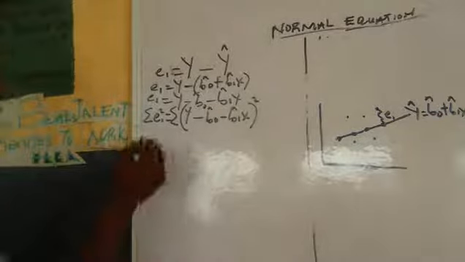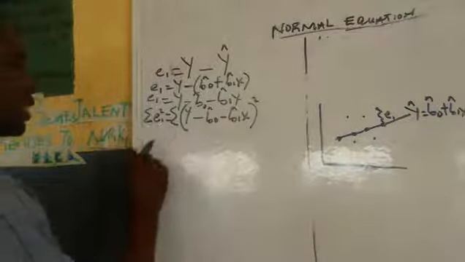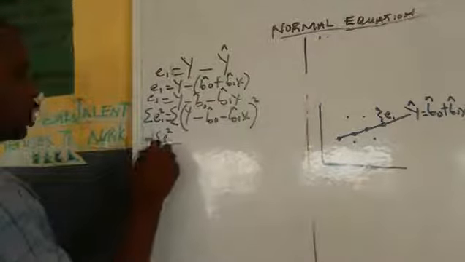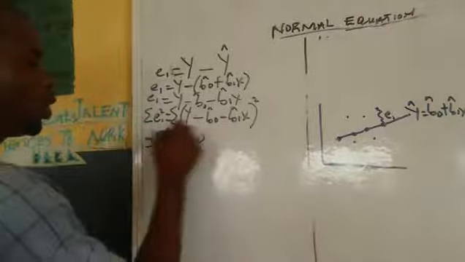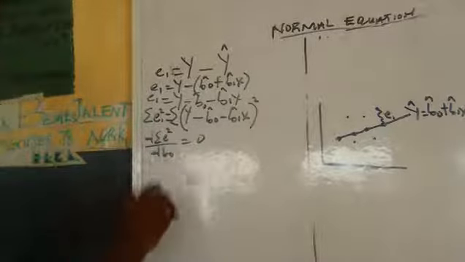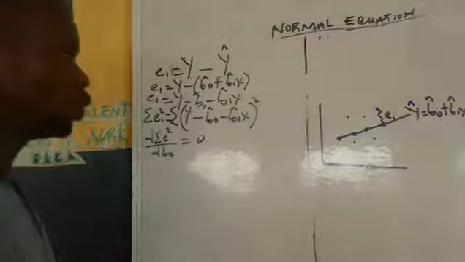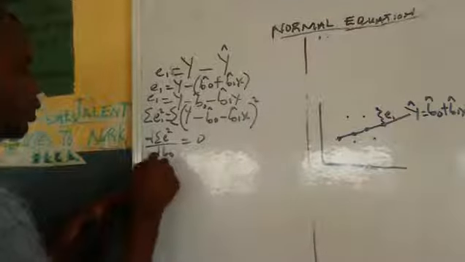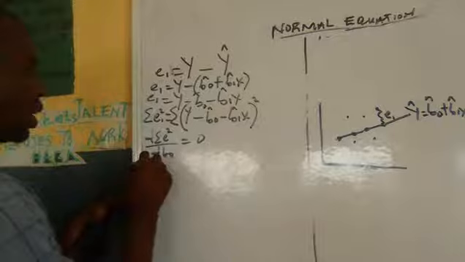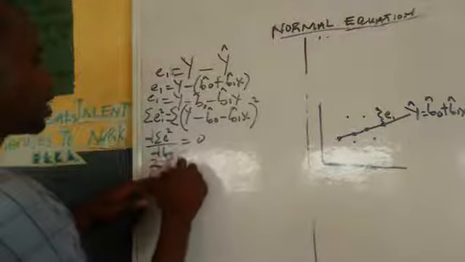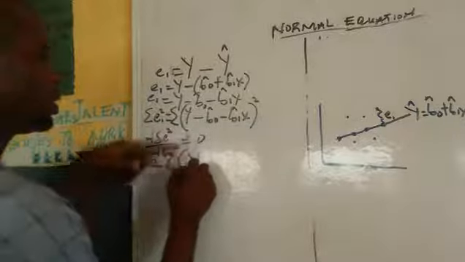So to minimize it, we say the change in the sum of squared deviations with respect to the change in b naught is equal to 0. Having gotten this, we need to differentiate. If you use function of a function derivative, then we'll have 2 coming here, summation, bracket again, then you write the whole of this here.